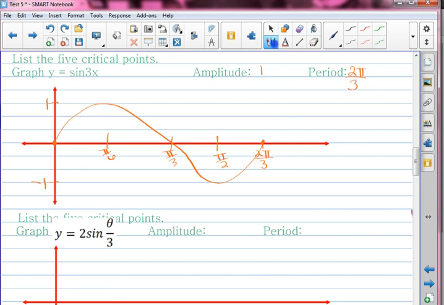And then it says find the 5 critical points. Your high point is pi over 6, 1. Your low point is pi over 2, negative 1. And then where it hits the x-axis is 0, 0. Pi over 3, 0. And 2 pi over 3, 0. There's your 5 critical points.